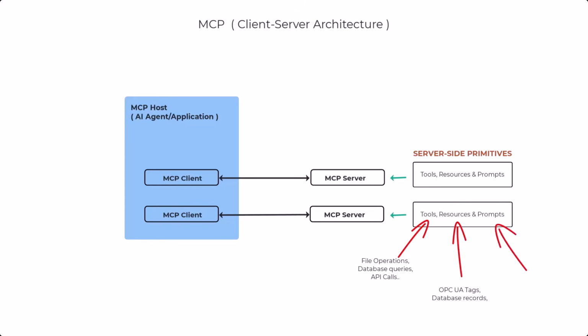And then number three, prompts, which are reusable prompt templates that the client may utilize to get the best results from what the server exposes. For example, this could be system prompts or some few-shot examples. And then there are client-side primitives, which is what the clients expose to servers.